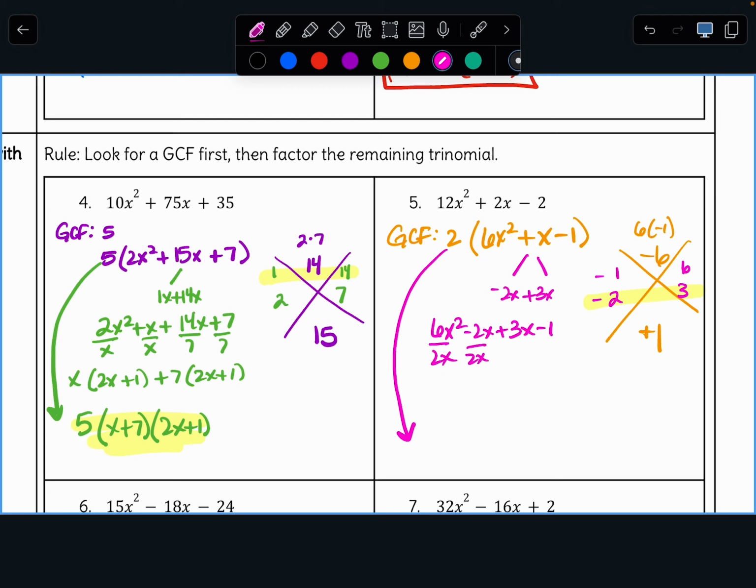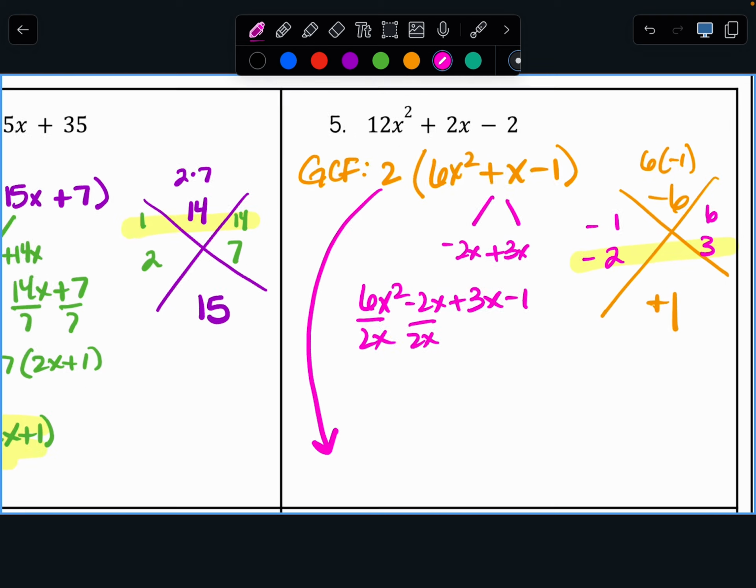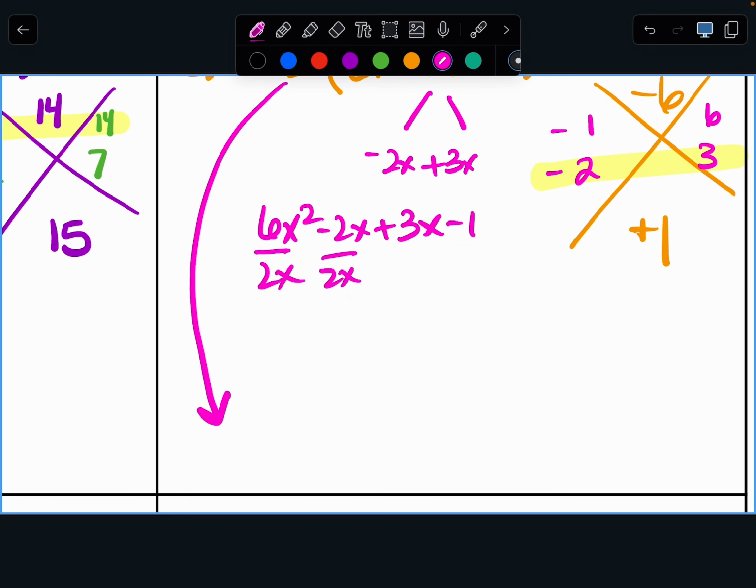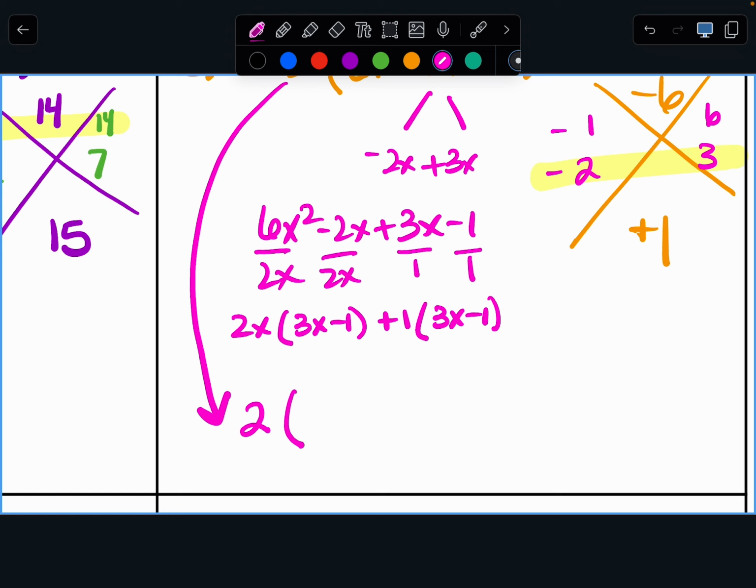Now, I need to divide this by something. What can I divide 3x and 1 by? 1. I need to divide it by something. I have to have a second term. So if I can't divide it by anything else, I can divide by 1. So that gives me 2x times 3x minus 1 plus 1 times 3x minus 1. So then I have my arrow. That means I bring the 2 down from above, and then I get 2 times 2x plus 1, 3x minus 1. And there's our final answer.